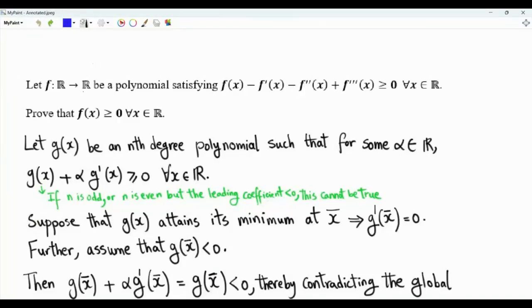Bismillah ar-Rahman ar-Rahim. We have a polynomial f from R to R satisfying the following inequality: f of x minus its first derivative minus its second derivative plus its third derivative is non-negative for every x in the set of real numbers. We want to prove that the polynomial is non-negative.